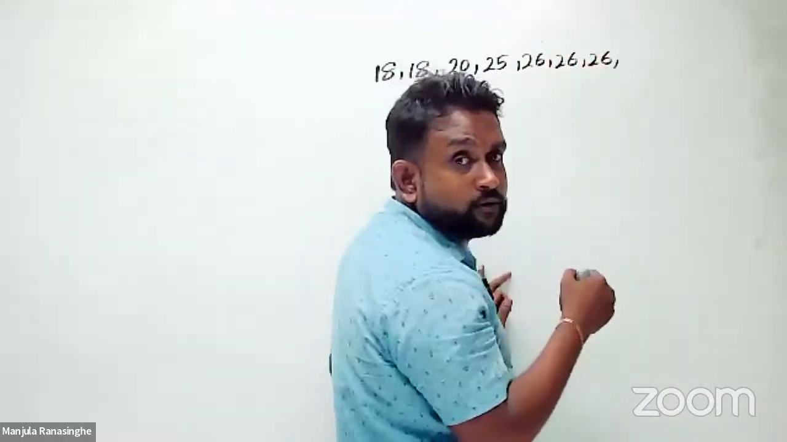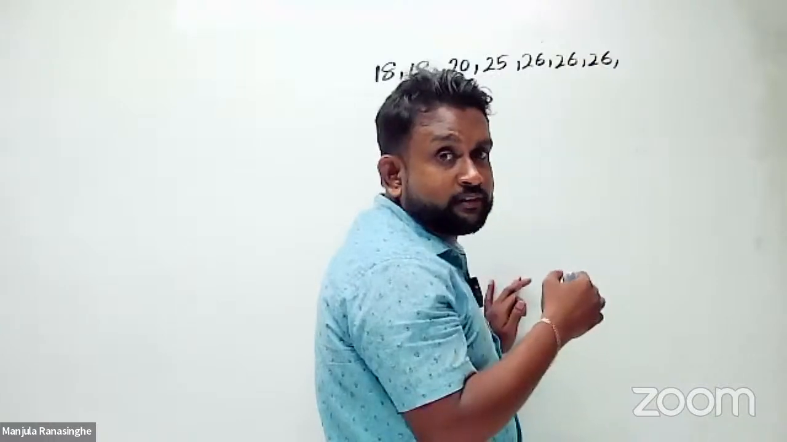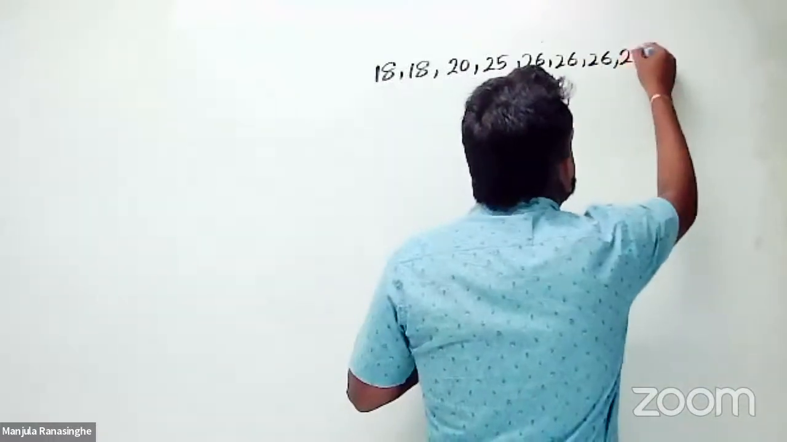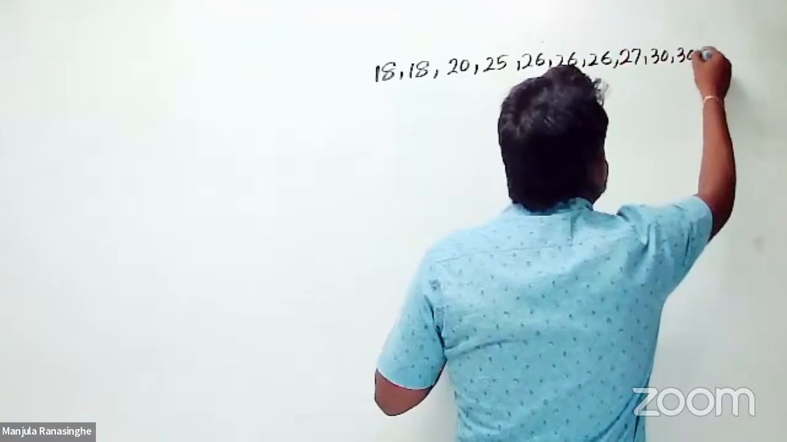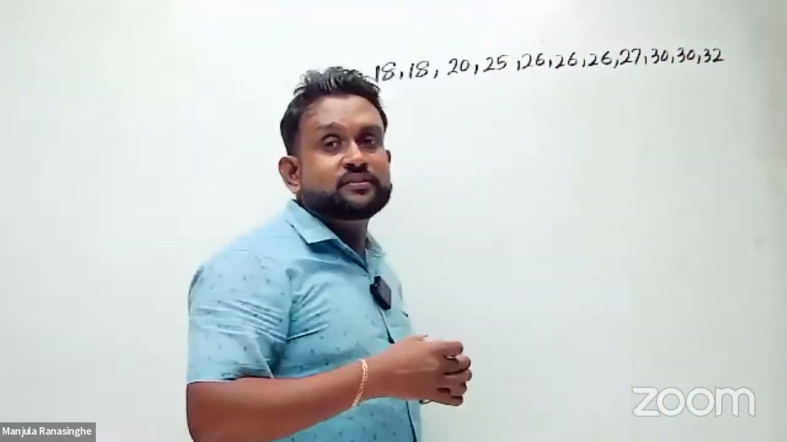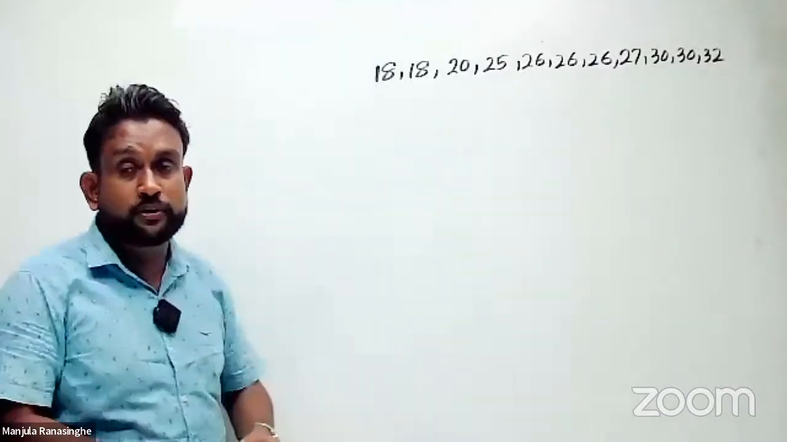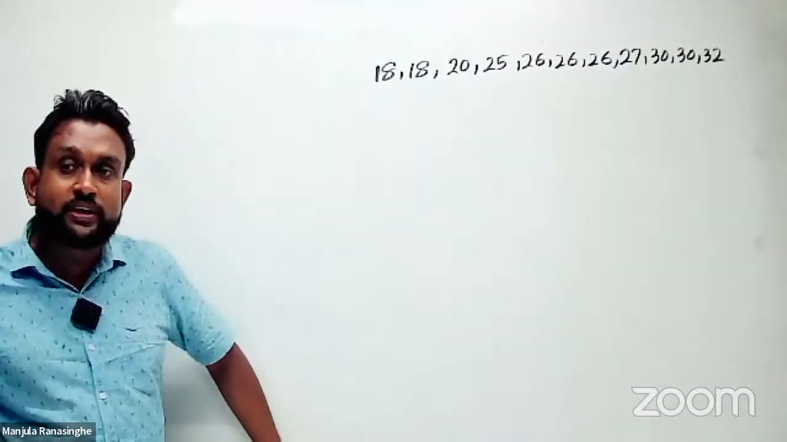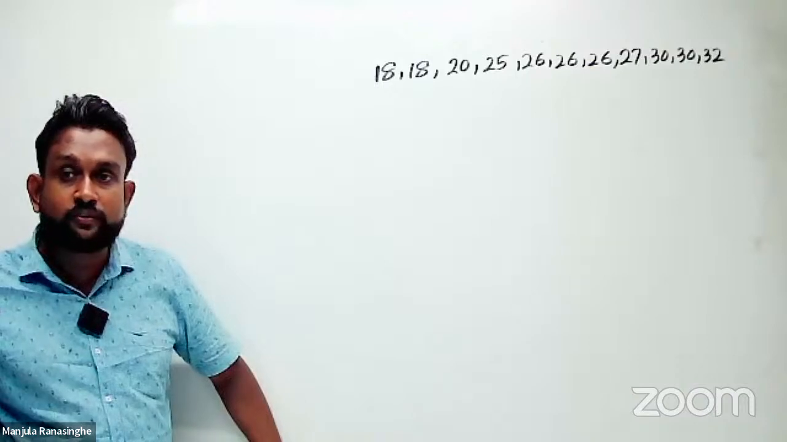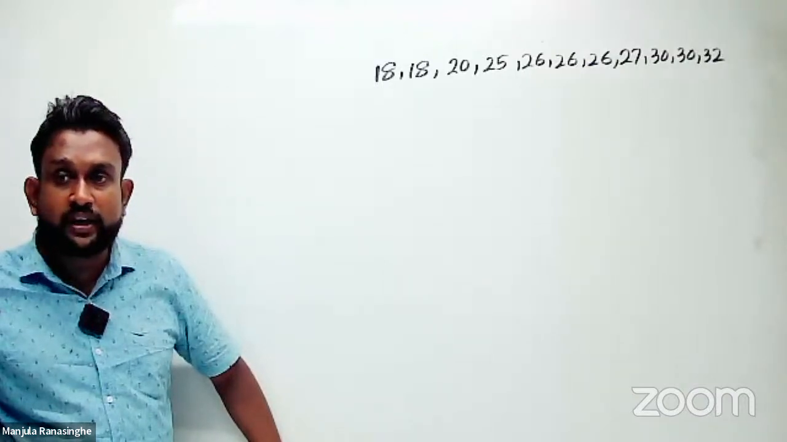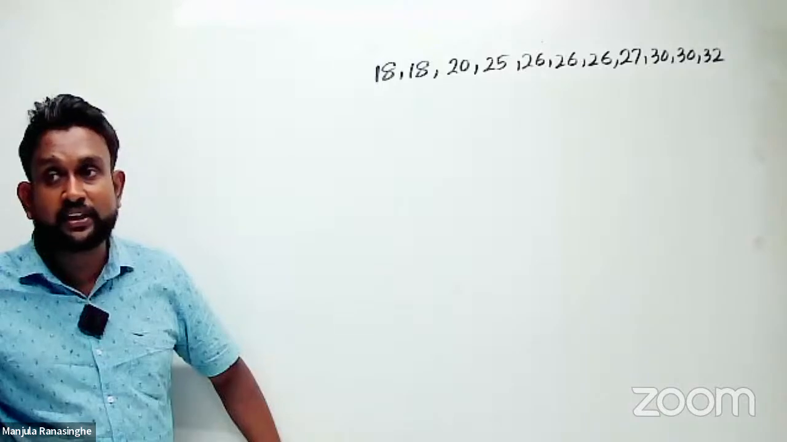Right, then we have 27, 30, 30, 32. This is the ascending order of the given distribution. Now, how many data are there? 1, 2, 3, 4, 5, 6, 8, 10, 11 data are there.